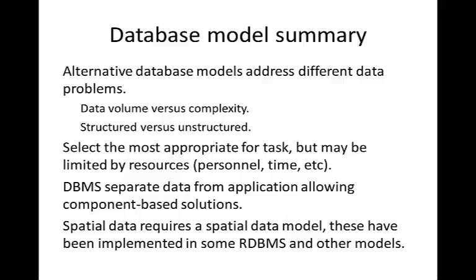So while ideally you might say, well, I'd love to implement that as a graph database in Neo4j, the reality is you may be constrained by organizational or other constraints, which means you, in fact, have to implement it with the relational model. DBMSs separate data from application, allowing component-based solutions, as we've just seen. Spatial data requires a special spatial model.